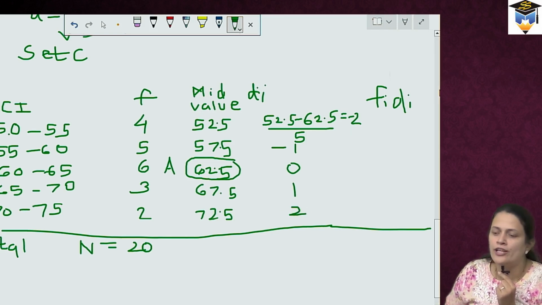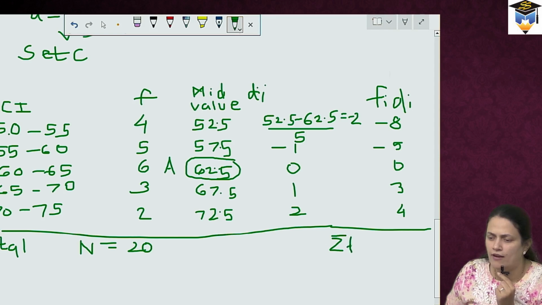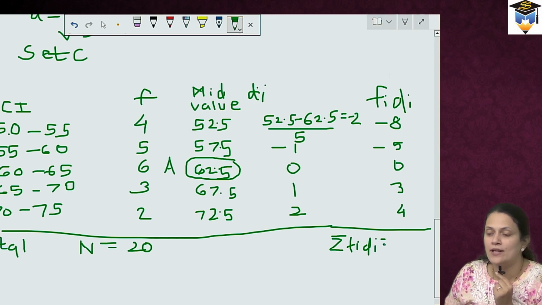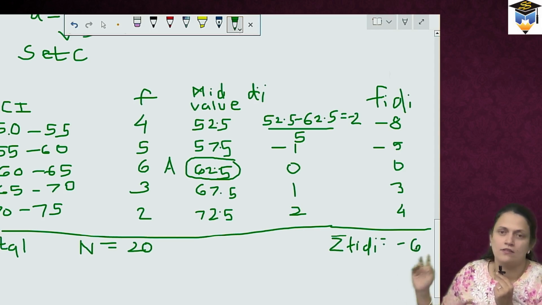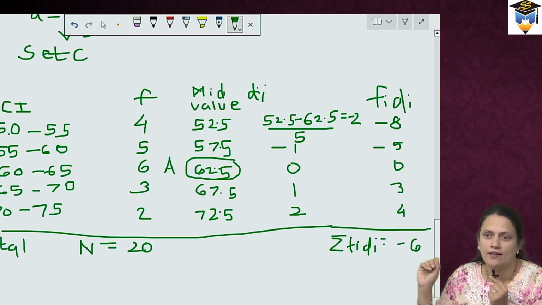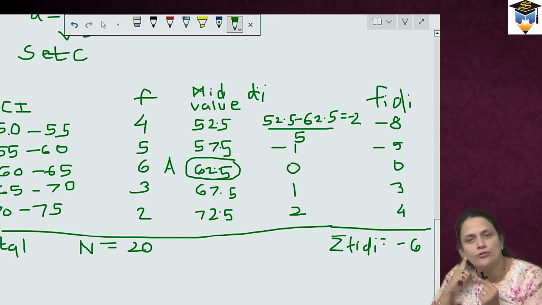So now tell me 4 into -2 is -8. 5 into -1 is -5. 0, 3, 4. Add fidi. Find out summation of fidi. So -8, -5 plus 3 plus 4. So 7. -8 plus 7 is -1. -1 minus 5 is -6. Correct? Now after this step, what we need to do?